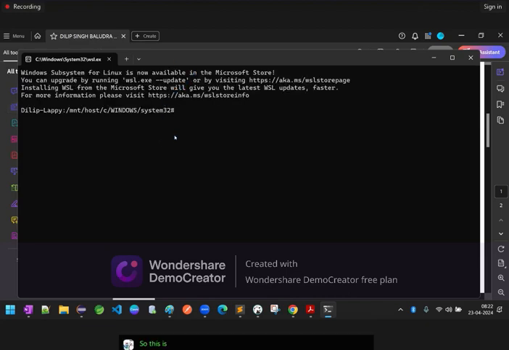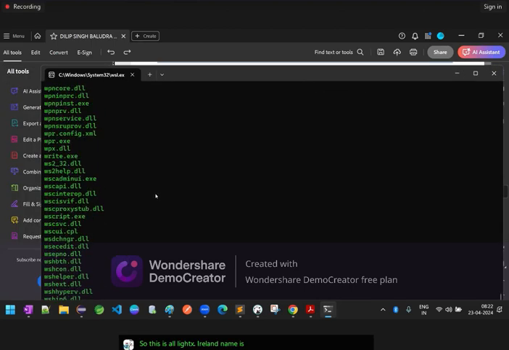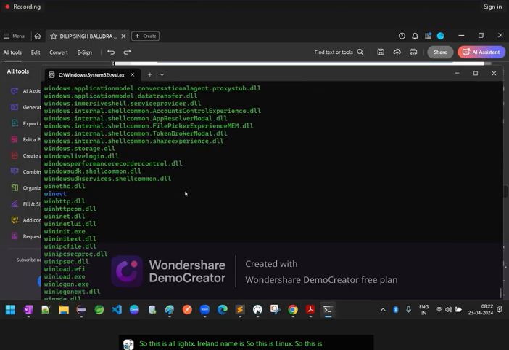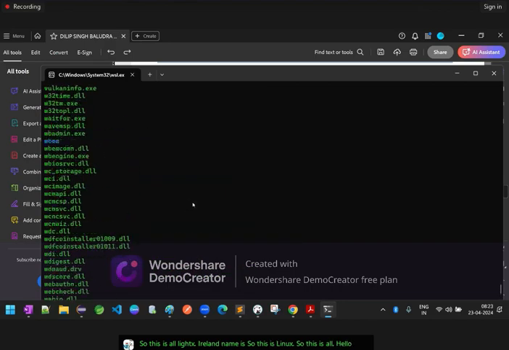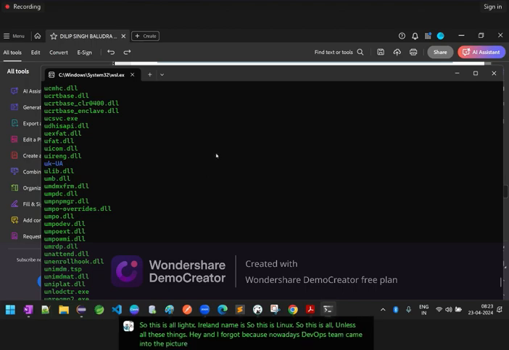So this is all Linux. So this is how commands will be there: ls, all these things. Even I forgot, because nowadays the DevOps team came into the picture in the last 10 years.